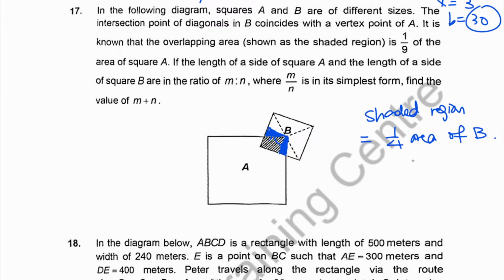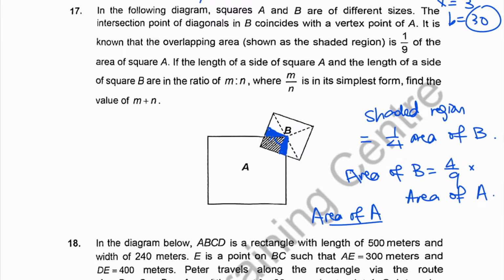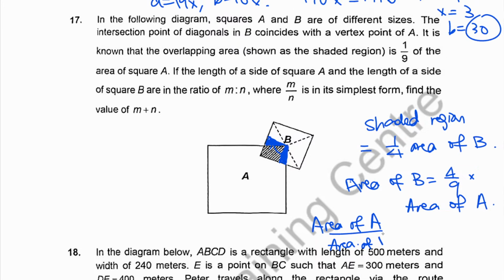Okay, then this means that the area of B is 4/9 times the area of A. So this means that the area of A over the area of B is 9/4. Then what's the value of m plus n?